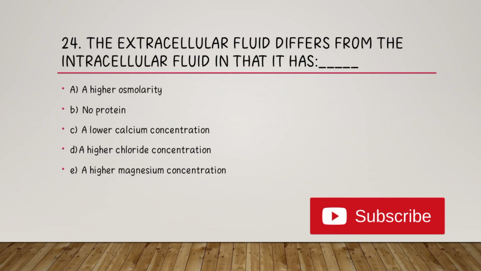Number 24. The extracellular fluid differs from the intracellular fluid in that it has A, a higher osmolarity, B, no protein, C, a lower calcium concentration, D, a higher chloride concentration, E, a higher magnesium concentration. So the right answer here is D, a higher chloride concentration.